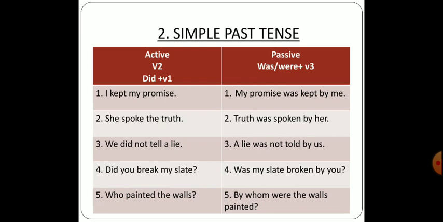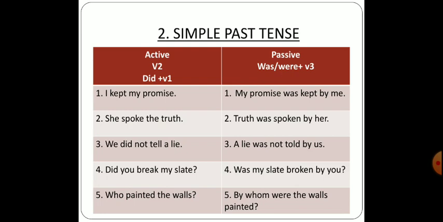The second one is, she spoke the truth. So we are supposed to start, truth was spoken by her. Spoke is the second form of the verb. Over here, spoken is the past participle or the verb's third form. The next one is, we did not tell a lie. Now here you can see a lie becomes the subject. A lie was not told by us.